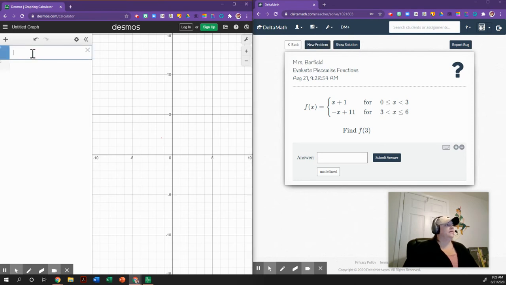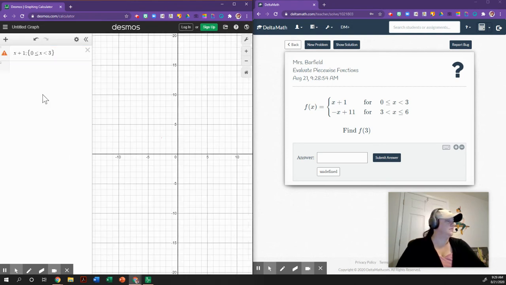Okay, all right, so x plus 1, oops, plus 1, I think I have to do that semicolon. All right, 0 less than or equal to x less than 3, close the parentheses. Did that work? There it goes. Okay. All right.